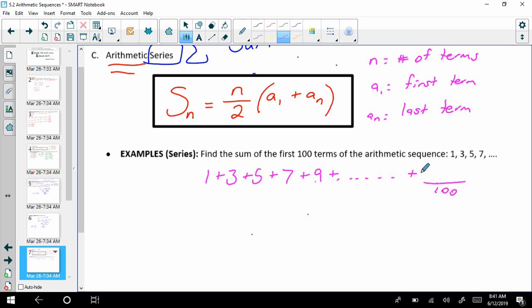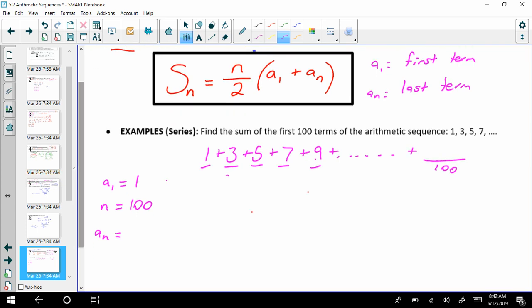Off to the side, let's see if we can identify the information that we will need to use this formula. So a sub 1, what is my first term? Well, the first term in the sequence is 1. Great. N, the number of terms. How many of them would there be? If I were to physically count these numbers, how many of them would there be? Well, I know there's going to be 100, because it told me in the example I want to do 100 terms.